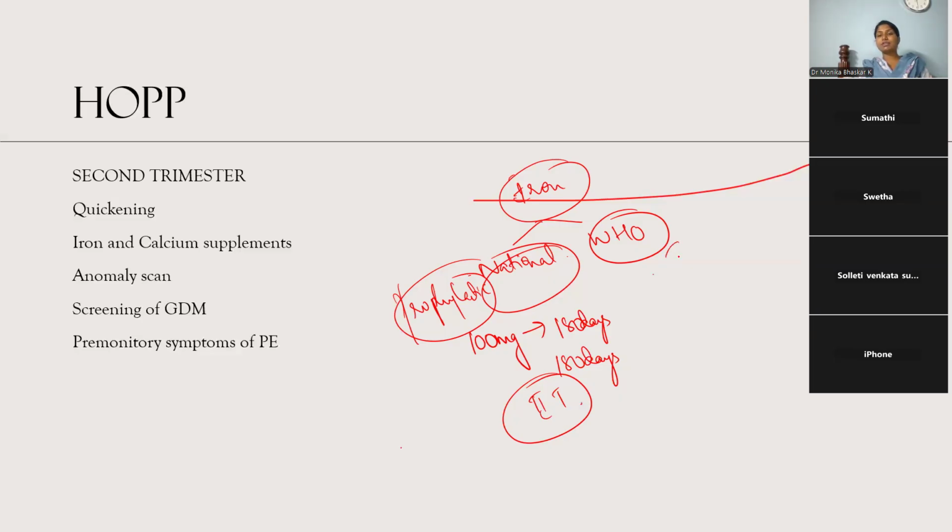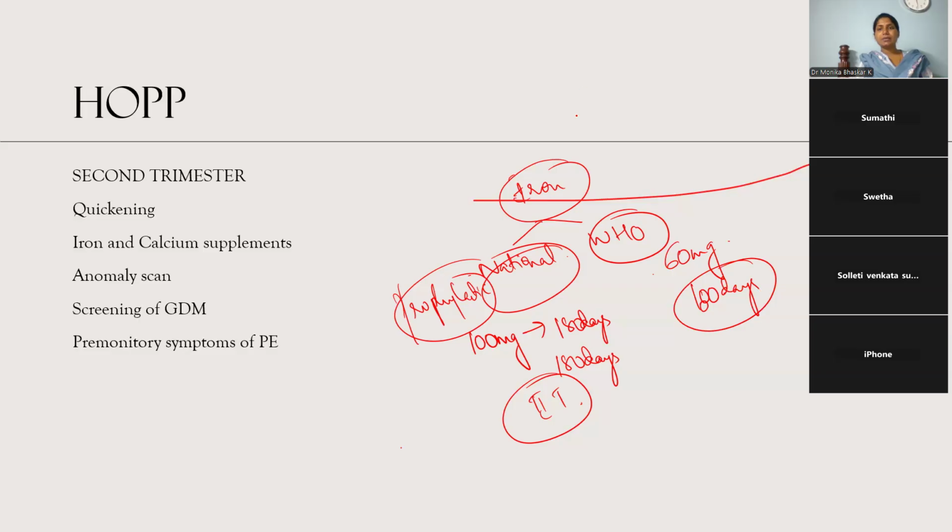But what does WHO tell? The WHO tells 60 mg of elemental iron at least for 180 days during pregnancy. Before they used to tell 100 days, but now they have clearly told that it should be given for 180 days during pregnancy. And the WHO also tells if she is anemic.